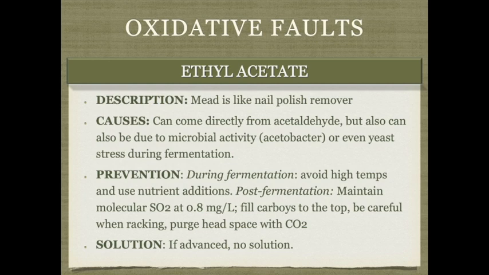Ethyl acetate. The mead is like nail polish remover. This can sometimes be difficult to distinguish from fusel alcohol, and they often occur together. It can come directly converted from the acetaldehyde, but sometimes it can be due to microbial activity, often acetobacter, but not always. It can often occur simply from yeast stress during fermentation. To prevent it, try to avoid high temperatures and use nutrient additions, maintain adequate sulfites, and purge the headspace with inert gas. And if it's advanced, there's not really a good solution for it.